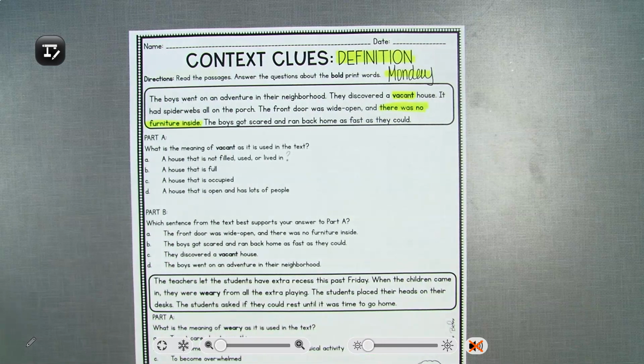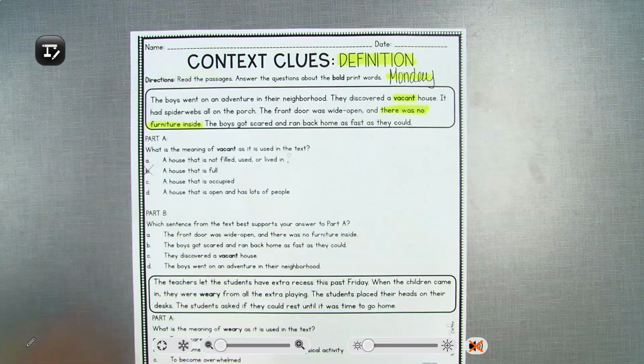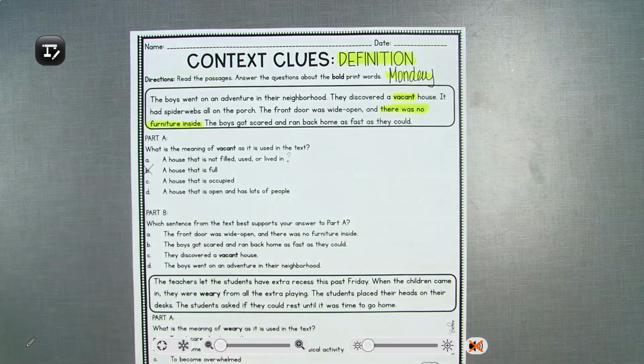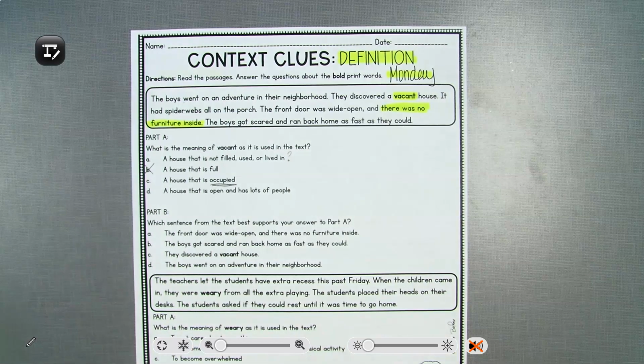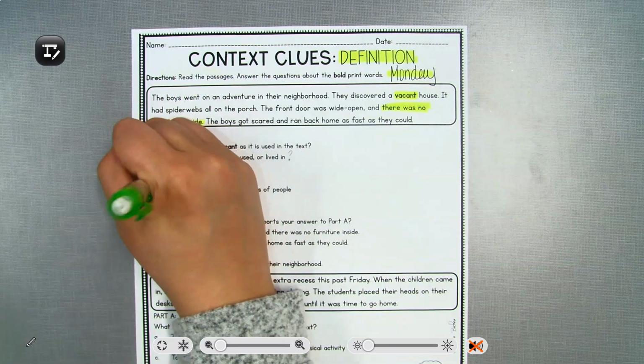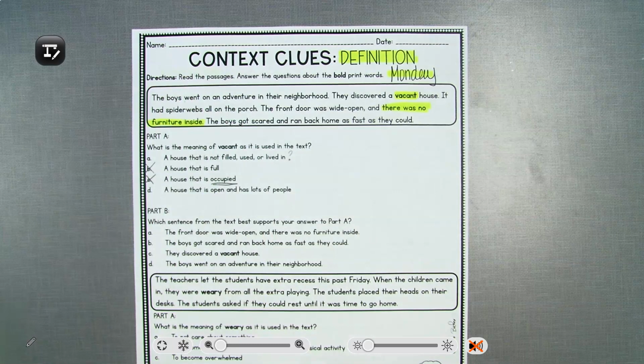A house that is full. Well, they also said it had spider webs and the front door was wide open. There was no furniture. So no, I don't think B is our answer. A house that is occupied. So occupied means that someone is living in it. No. And that it has stuff inside of it. A house that is open and has lots of people. Did it say anything about having people inside? No.